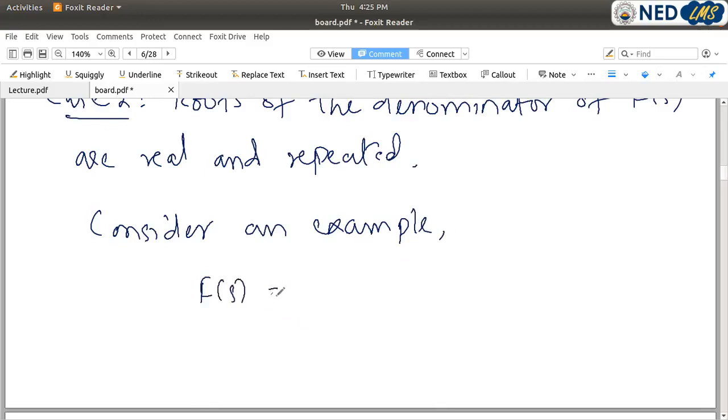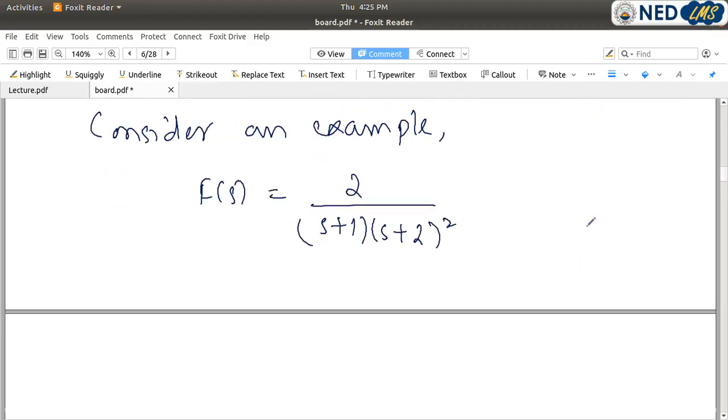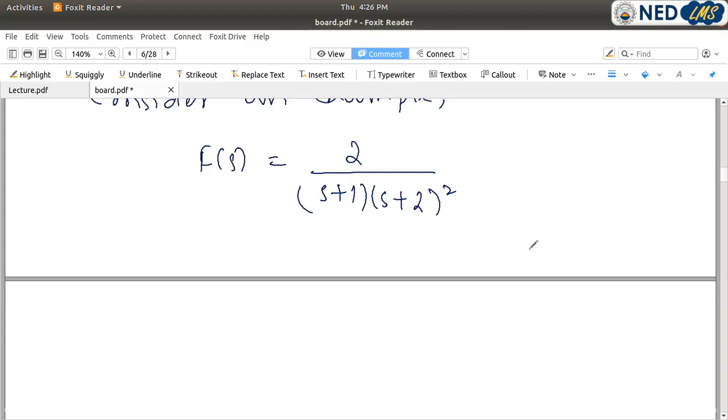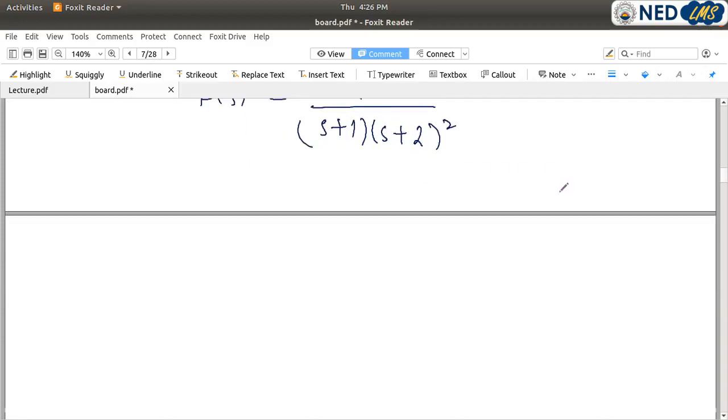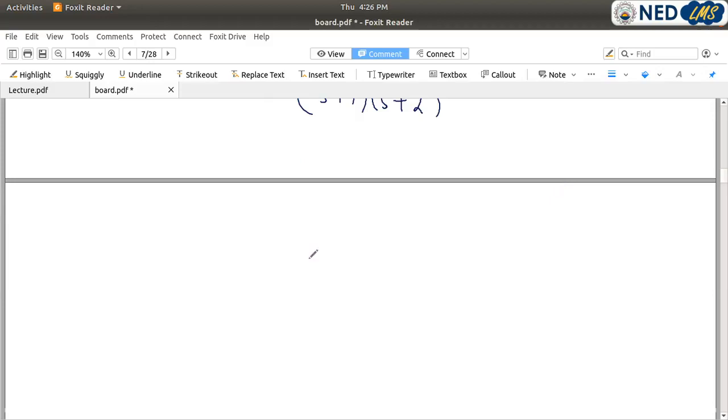F of s is equal to 2 over s plus 1 into s plus 2 whole square. Here you can see we have the root s plus 2 with power of 2. So this root is actually the repeated root. Now this root will generate an additional term in the partial fraction. Let's see how we write the partial fraction under this case.